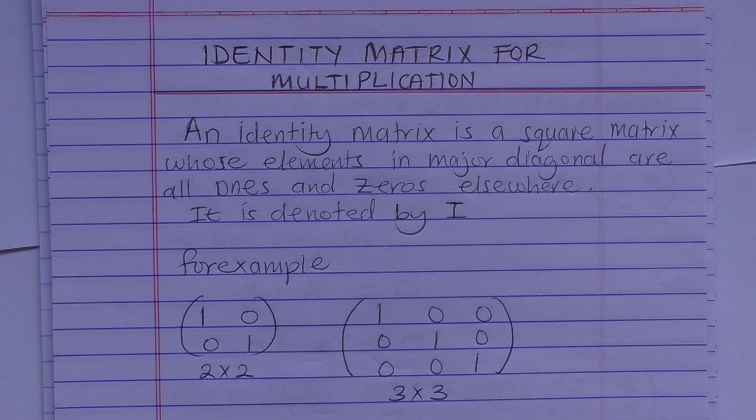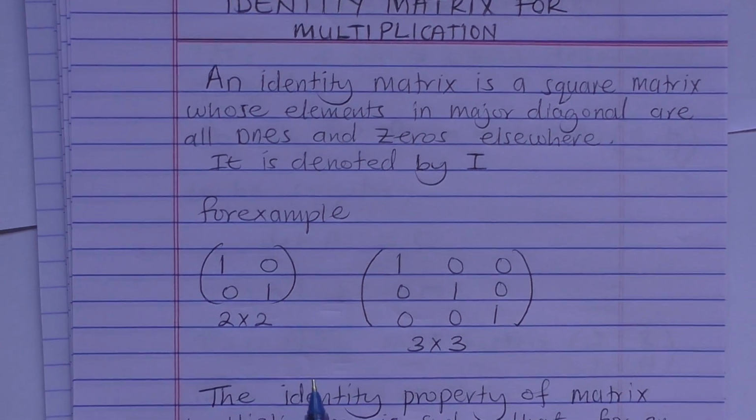We are still looking at matrices, and in today's lesson we are going to look at the identity matrix for multiplication. We saw this in types of matrices, where we say that an identity matrix is a square matrix whose elements in the major diagonal are ones and it has zeros elsewhere. And this is what we mean by the identity matrix.